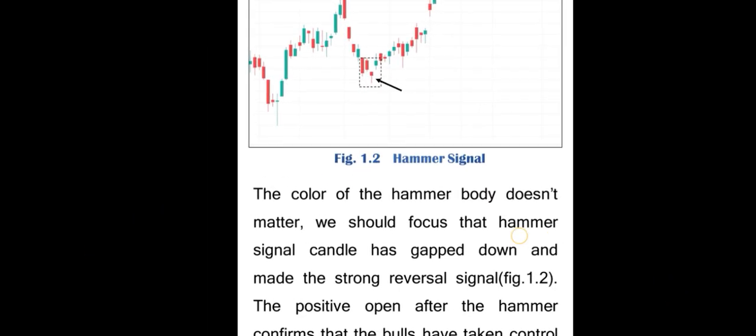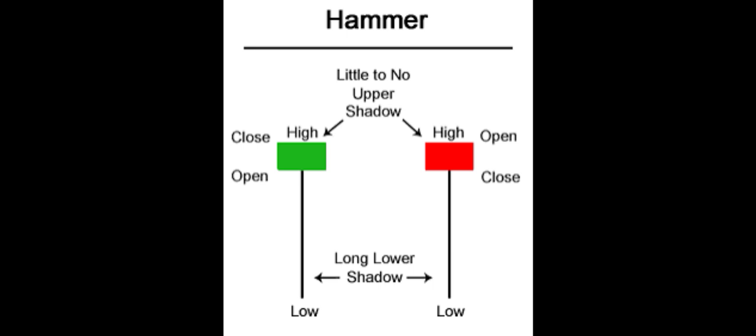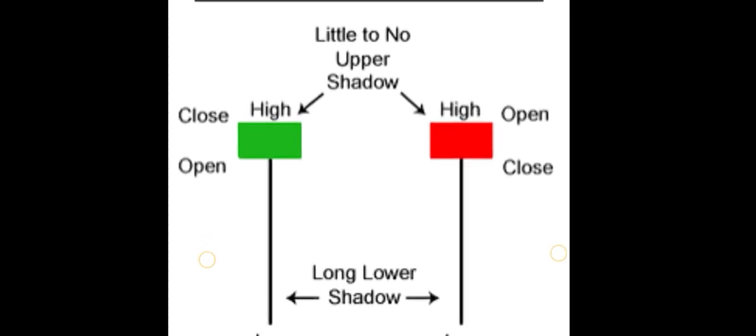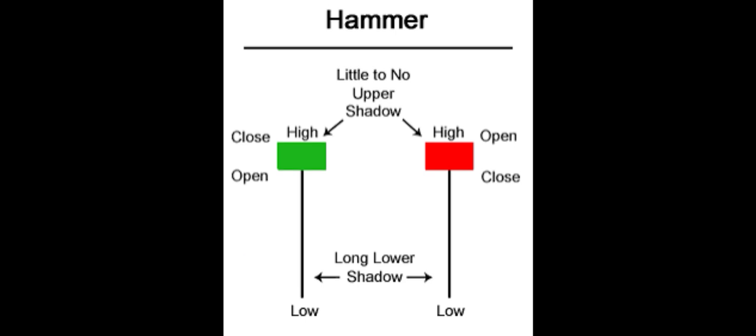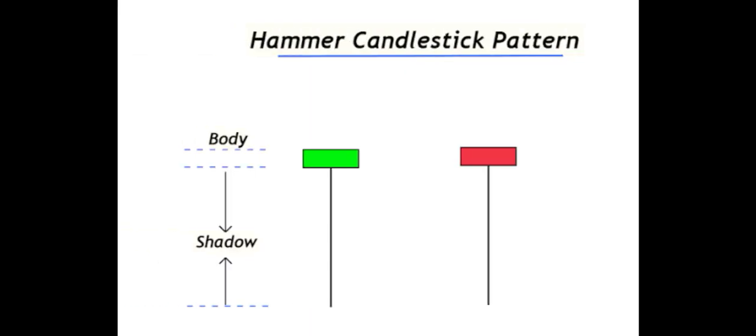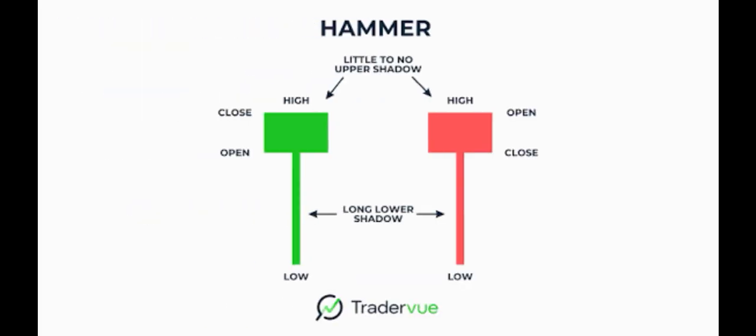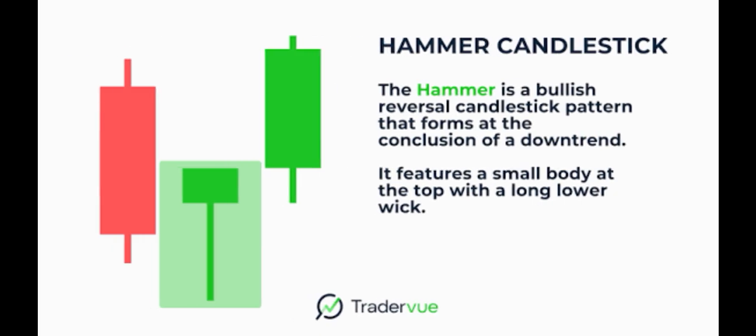The hammer pattern is formed of a single candlestick, which has the following characteristics. Small real body. The body of the candle, which is the difference between the opening and closing prices, should be small. This body can be either red (bearish) or green (bullish).